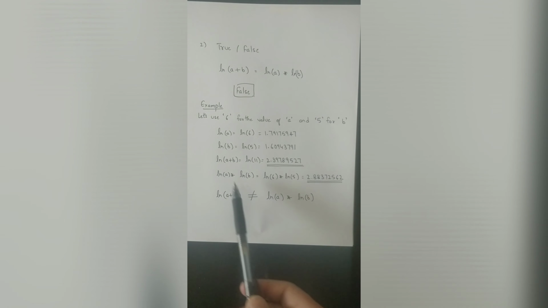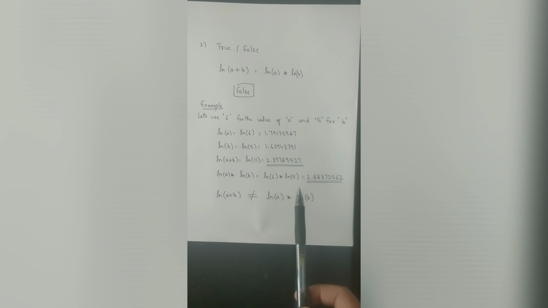So now let's try to multiply these two numbers. Not these two, but actually these two. Either way is going to give the same answer, but since you're plugging into the calculator, it's better to multiply ln a by ln b, which is ln 6 times ln 5. That gives you 2.88372562. Now you can see ln of a plus b doesn't equal ln of 6 times ln of 5. Hence, our answer false is now justified. Thank you.